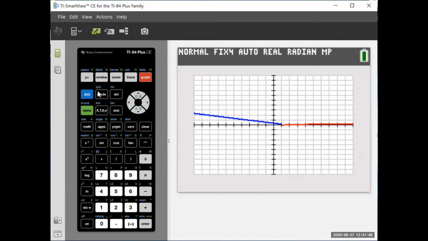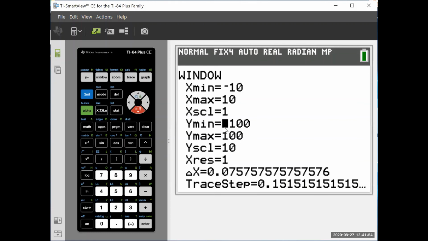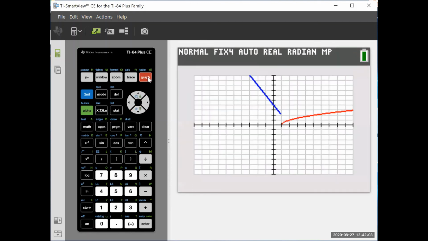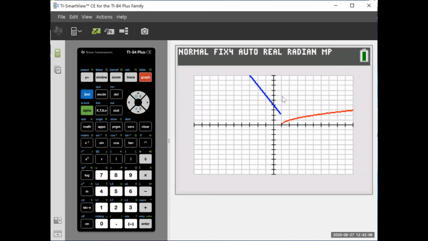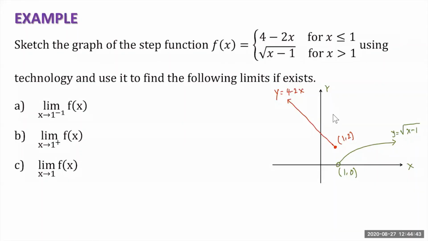Let me change the window setting a little bit so that it looks clearer. If you look at my Y window, it's a little different. So let's change this to -10 up to 10, scale by 1. Let me graph it again. Then it looks more clear. So that is the graph of the step function. This is the graph that we obtained from the calculator. Now we are going to answer these questions referring to this graph.